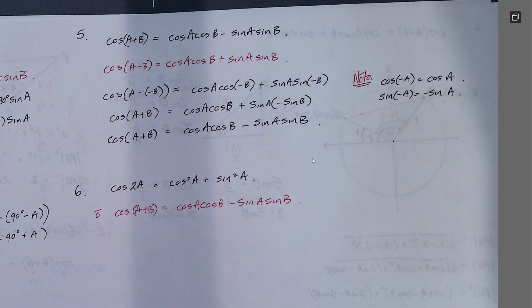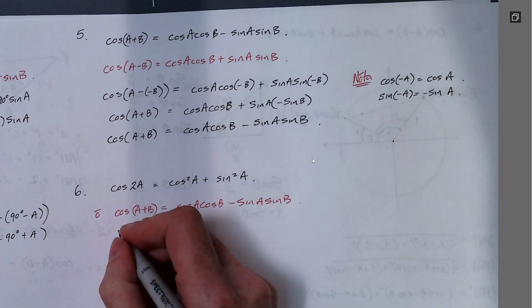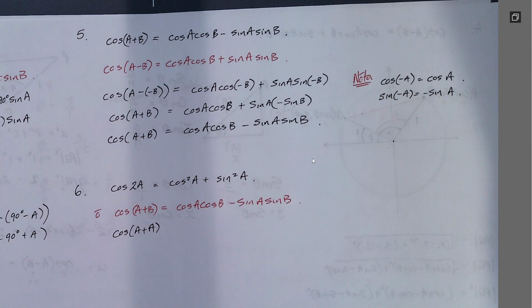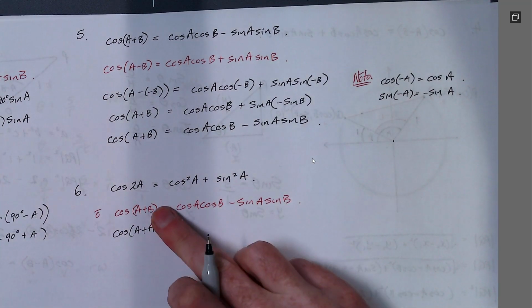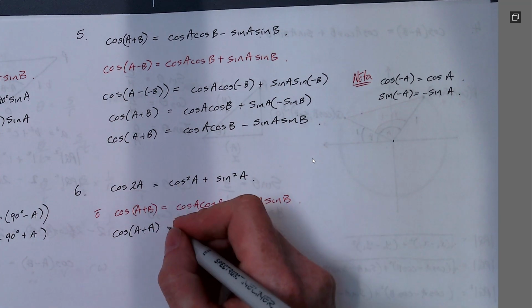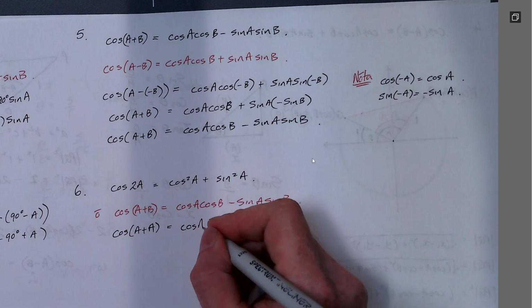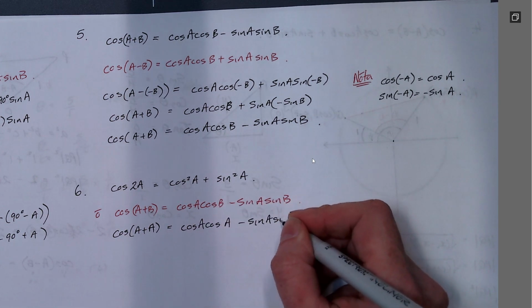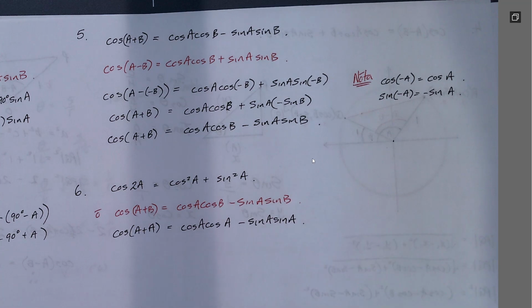Now, can you make 2A? A plus A, so you have cos of A plus A. So cos 2A, we get cos A cos A minus sin A sin A.